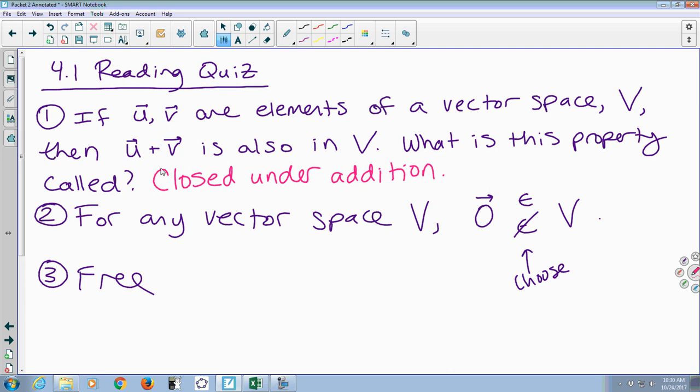For any vector space V, is 0 in the vector space or not in the vector space? It is always in the vector space. And you can get a free point for question 3.